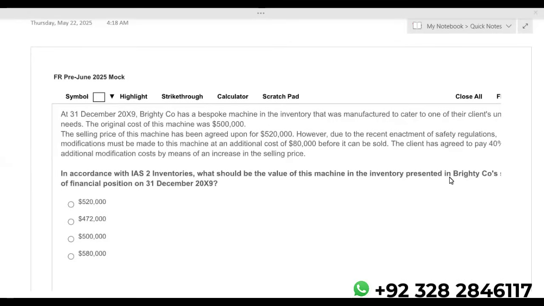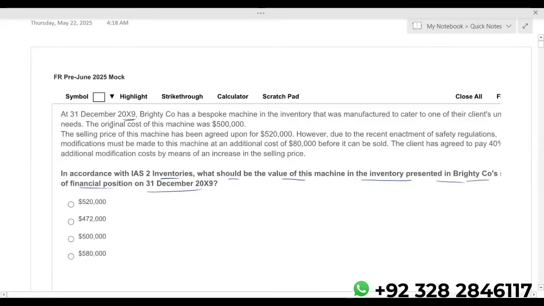And then finally C. In accordance with IAS 2 Inventories, what should be the value of this machine in the inventory presented in Brighty Company's Statement of Financial Position, December X9? Now listen carefully. Simply IAS 2: if you just recall, cost or NRV, whichever is lower. That's it.